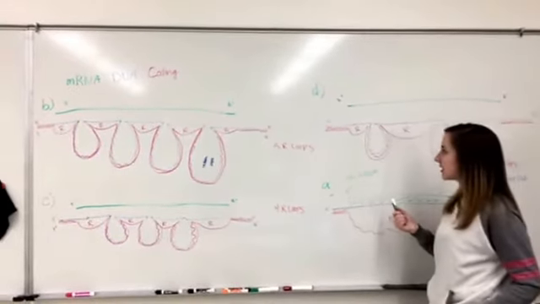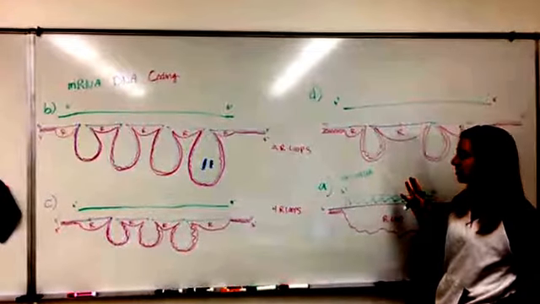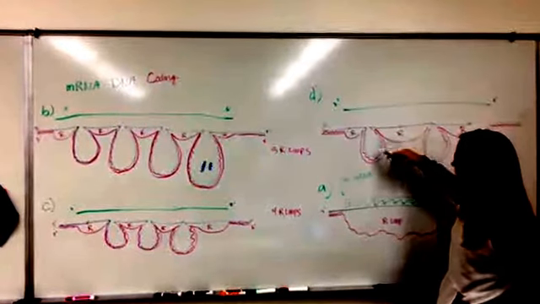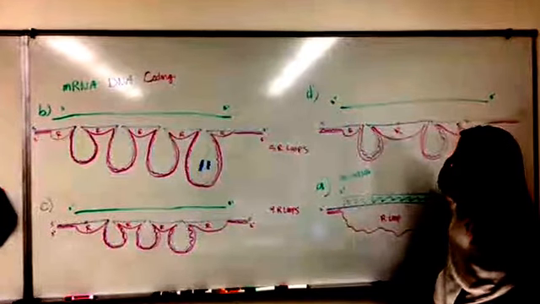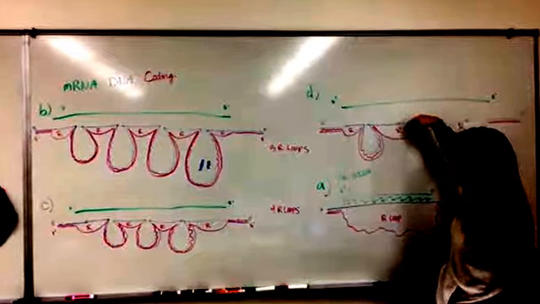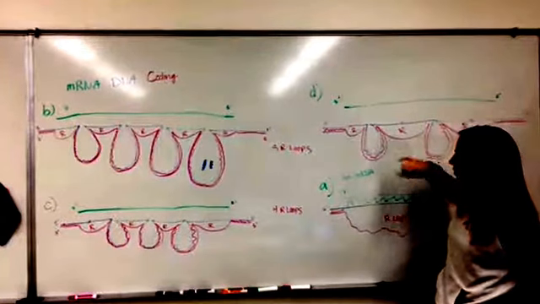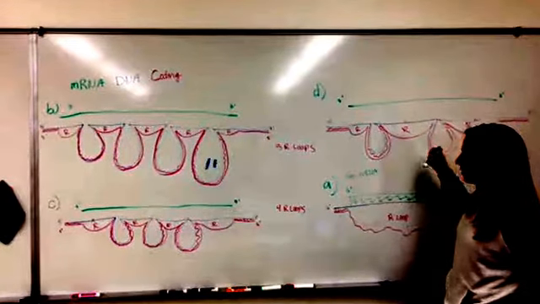And then for D, it says that your 2nd and 4th intron are defective. And so in this one, again, I just put X's where that intron isn't going to be, because it didn't splice out, and so it is actually going to be able to bind there. And so you'll only get 2 intron loops here, and then you'll have 3 R loops.